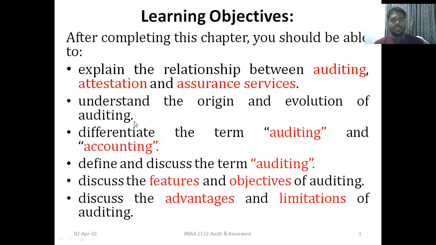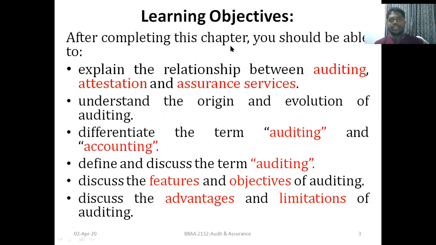The second objective is that after completing this chapter, you should be able to understand the origin and evolution of auditing. That's our course unit name also, audit and assurance. Under the second objective, we are going to discuss the origin and evolution of auditing. Definitely, when you study the first unit of audit and assurance, everybody should know the origin of the concept of auditing and assurance. Then, what is the evolution of auditing? How did audit evolve? What's the current status of auditing? These are the things we should know. That's the second objective.